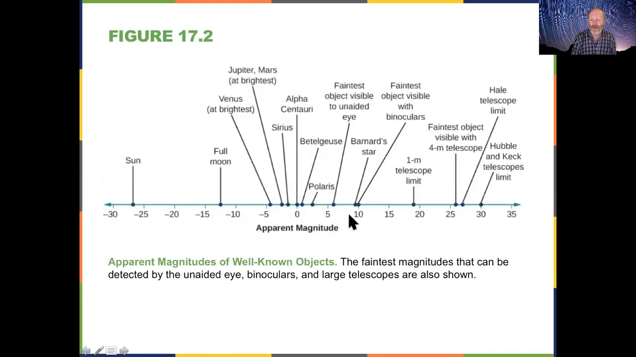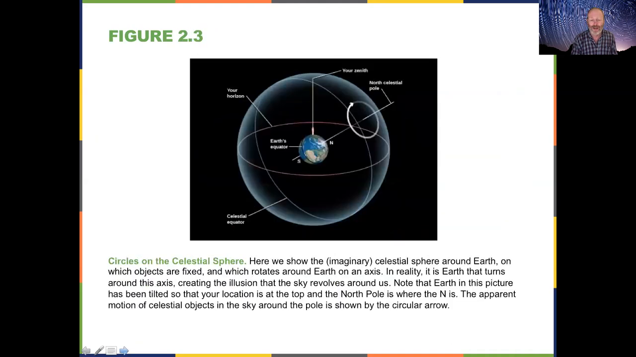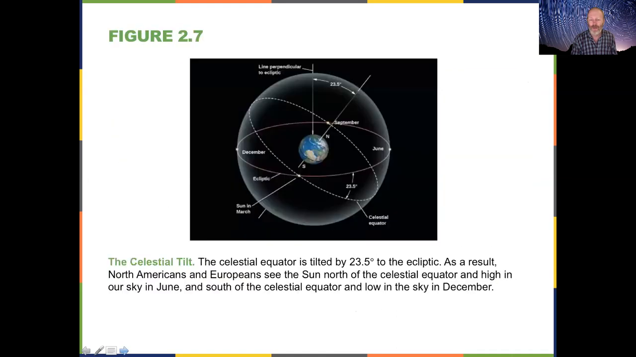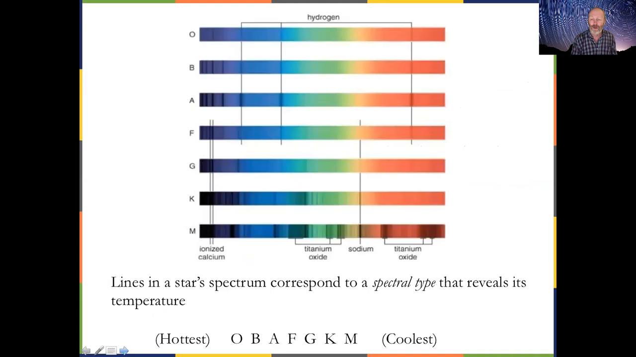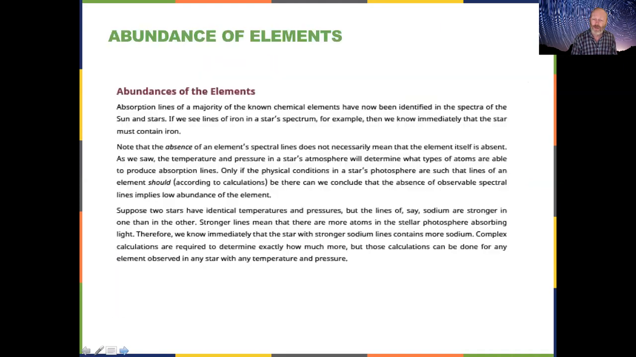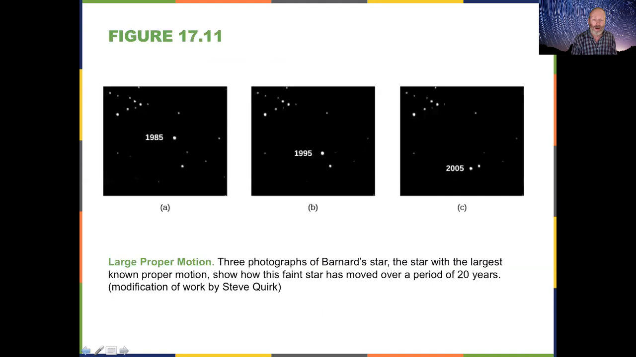Notice this Barnard's star here. It's right at the point where it's one of the objects that's visible with binoculars. For most of the history of astronomy, we didn't know Barnard's star existed because we couldn't see it with the naked eye, even under the best of conditions. But as soon as we started to get telescopes, even low-grade telescopes, we discovered Barnard's star and discovered that it's relatively close to us, and it's moving through the sky pretty fast.